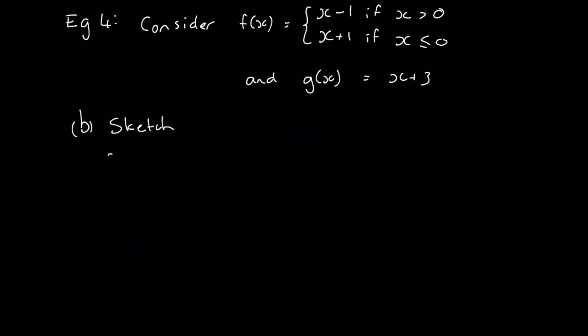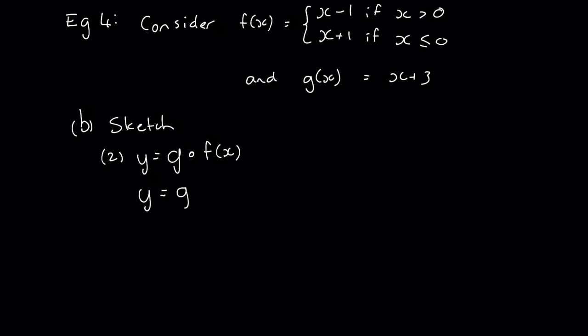Right, for question 2 of B, they want us to sketch y equals g of f of x. So the other way around now, effectively. Right, so what this means is, effectively, that y is equal to g of f of x, which is the same as y is equal to f of x plus 3. Okay, so why I've done this is because effectively we're substituting f of x into the x part of g.